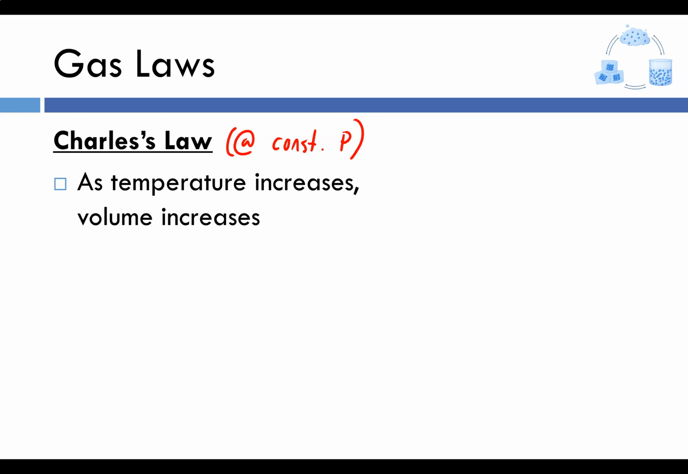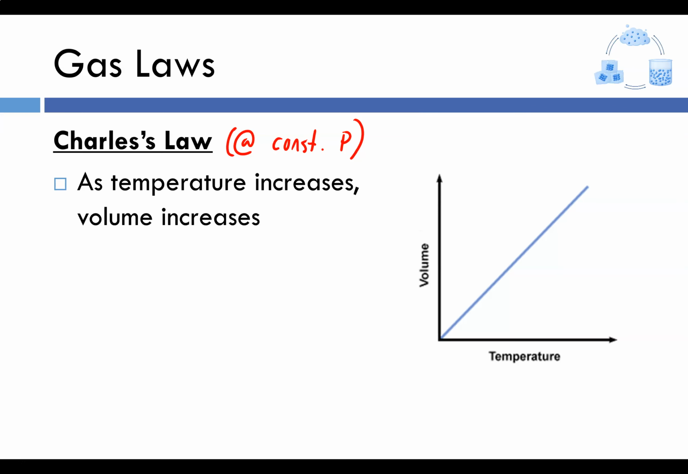Think about what's going on. You've got your particles moving at faster and faster speeds. That's the higher temperature. They're going to hit the wall and cause the volume to expand. You'd get a graph that looks something like this. Temperature, volume, direct relationship.